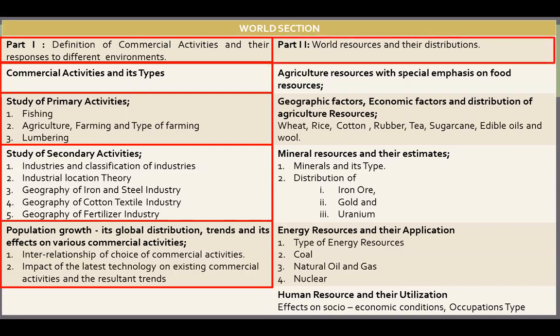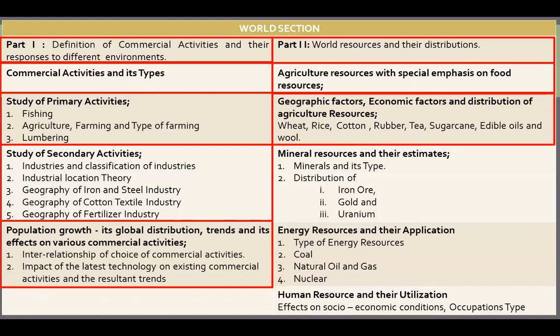So, part 2, world resources and their distribution. Geography is basically the science of spatial distribution: how resources are located and how these resources are distributed over the globe. So in this part we will study the distribution and its pattern. First, agricultural resources with special emphasis on food resources. As you know, there are two types of crops, cash crops and food crops. Here we are talking more about food crops.